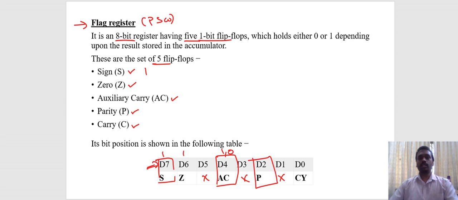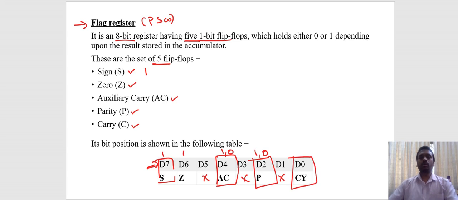And my second bit is a parity flag, right? This parity flag is set to 1 when my result contains an even number of ones. If my result consists of an even number of ones, then this bit is set to 1. For an odd number of ones, this bit is set to 0.